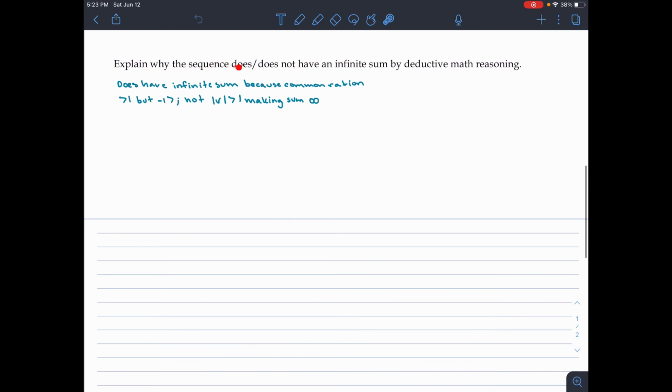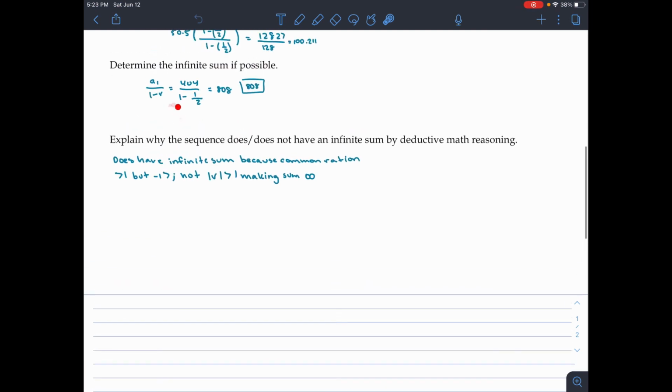So explain why the sequence does or does not have an infinite sum by deductive math reasoning. We know there is an infinite sum because the common ratio is less than 1, but it's also greater than negative 1. And so that would mean it would start high, but then it would start decreasing because the ratio is only half.